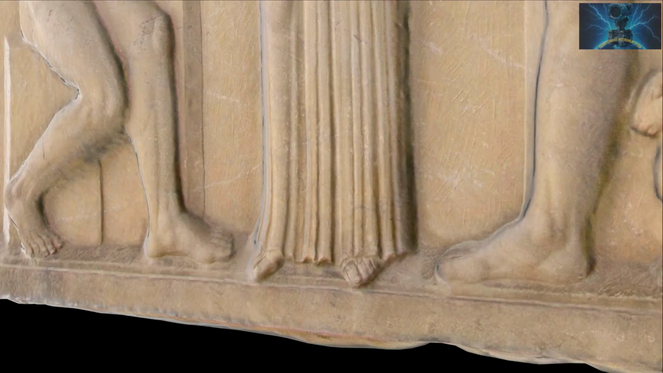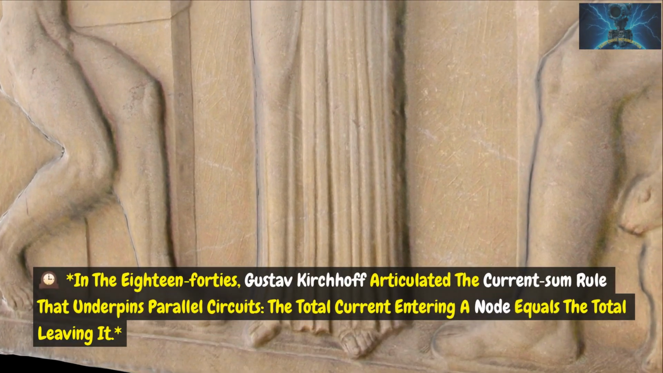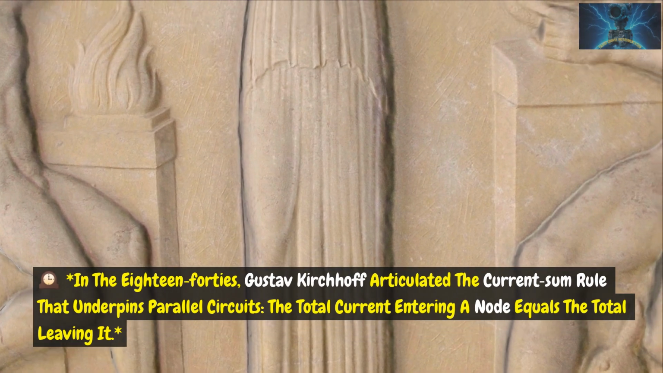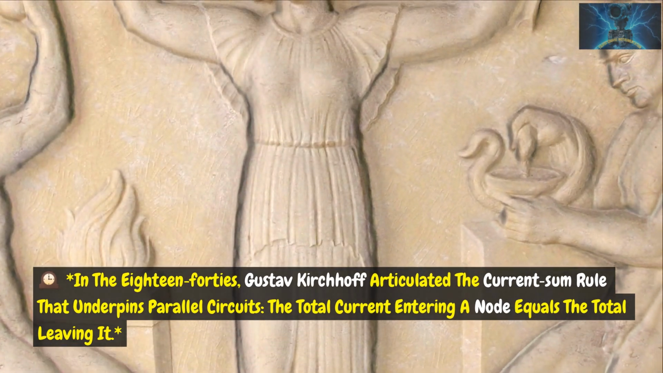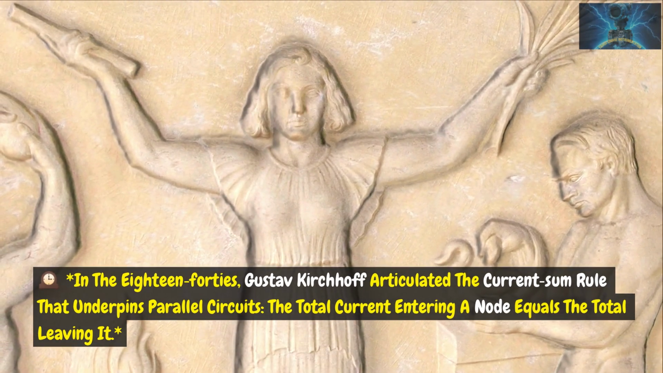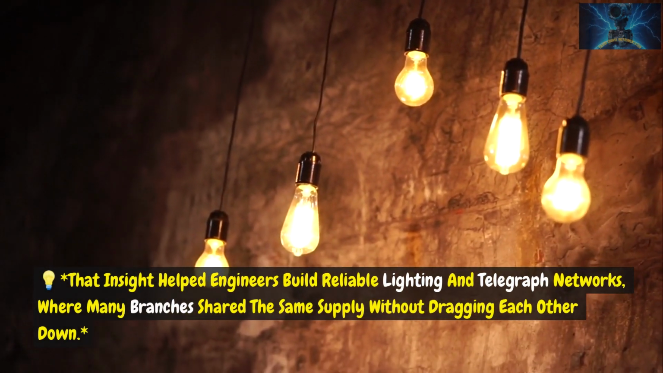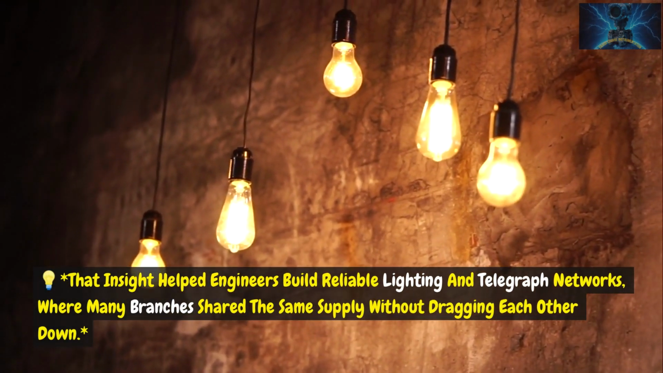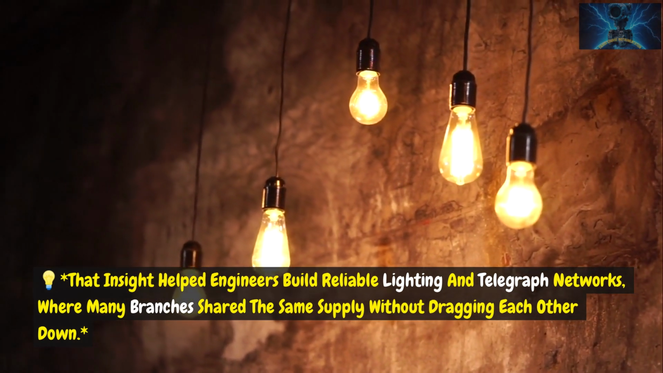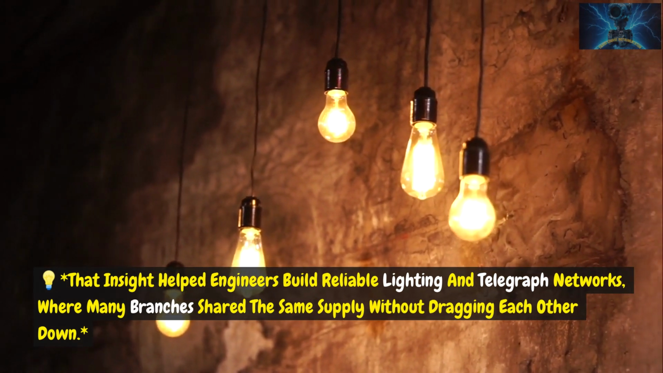History bite. In the 1840s, Gustav Kirchhoff articulated the current sum rule that underpins parallel circuits. The total current entering a node equals the total leaving it. That insight helped engineers build reliable lighting and telegraph networks, where many branches shared the same supply without dragging each other down.